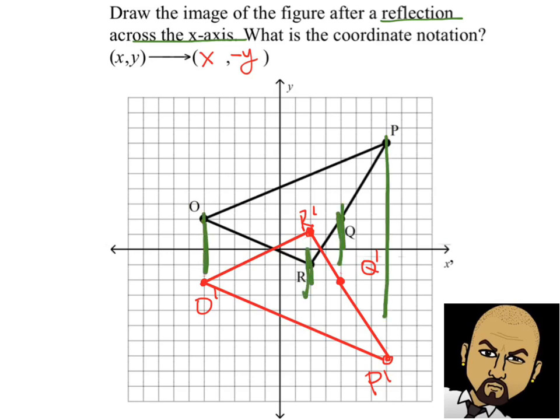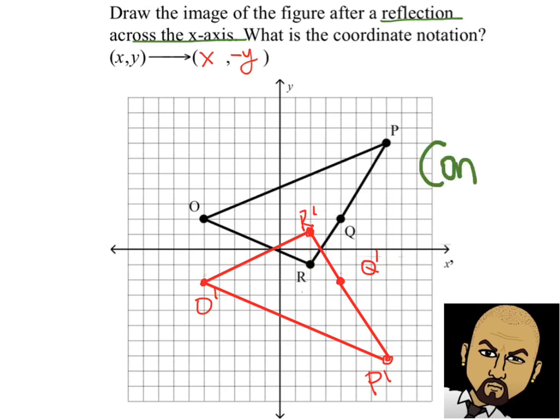And here you can see that all the vertices on the image and the pre-image have the exact same x values. So the x value doesn't change. The only thing that changes is the y values, and they become the opposites.